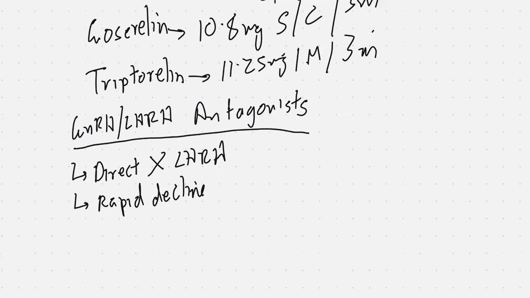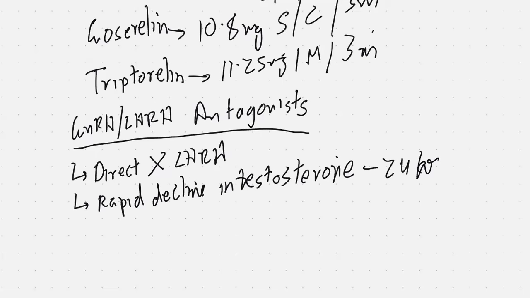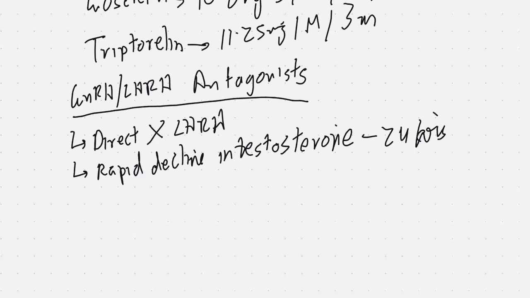Okay. It usually occurs within 24 hours. Rather than waiting for 2 to 3 weeks, it occurs in 24 hours. Okay. So there is no testosterone surge. You need not give bicalutamide for a couple of weeks, right? You can straight away give it without bicalutamide. And so, where do we use GnRH antagonists, right? We use it in situations where we need a rapid decline in testosterone, right?